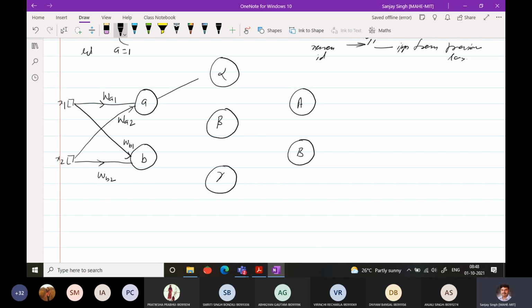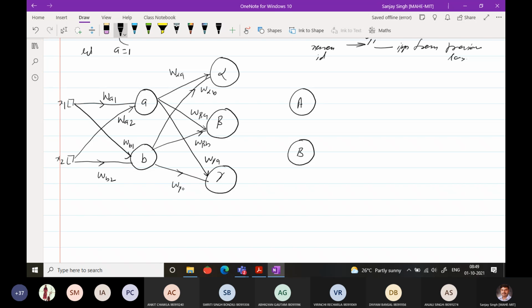Now what should I name this? W alpha A. Yes, W alpha A. Likewise, we'll write W beta A, and this is W gamma A. Similarly, this is W alpha B, W beta B, and similarly W gamma B. Same way we'll write for these things.